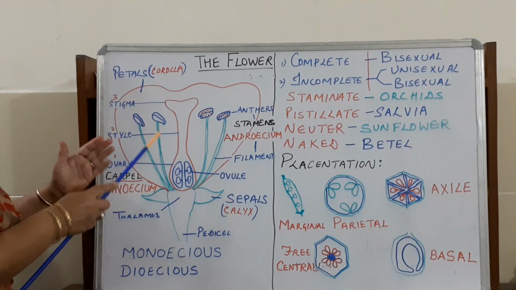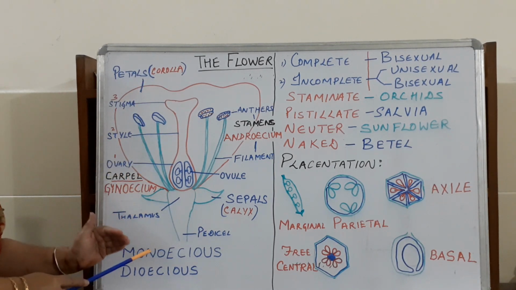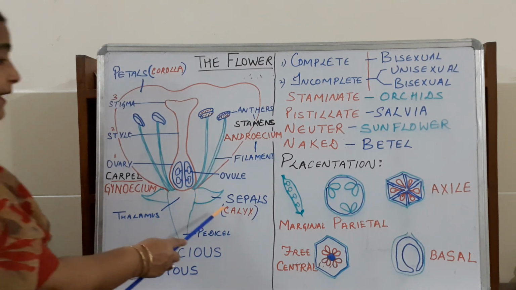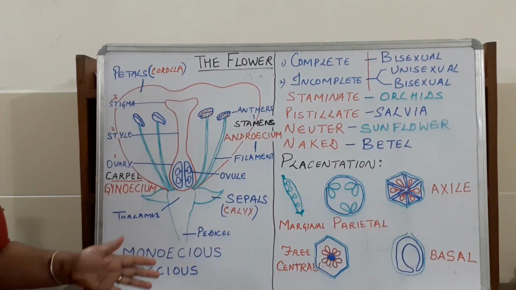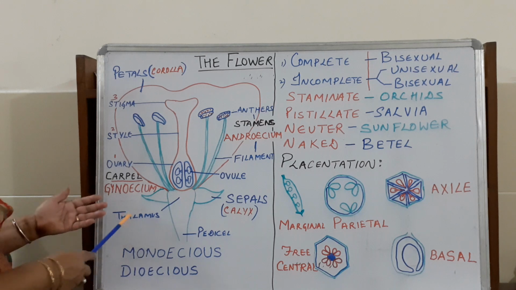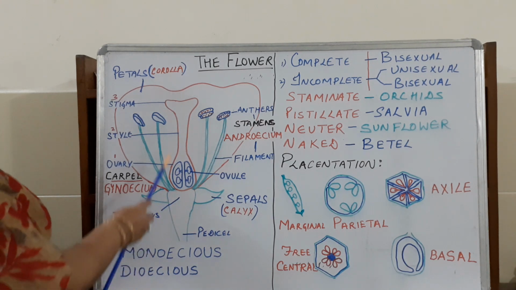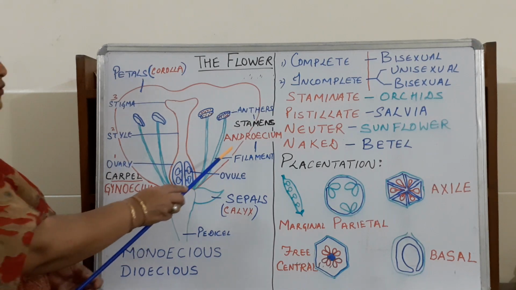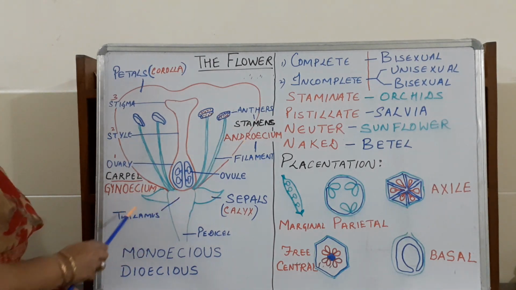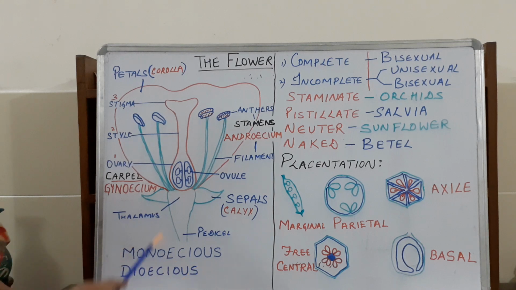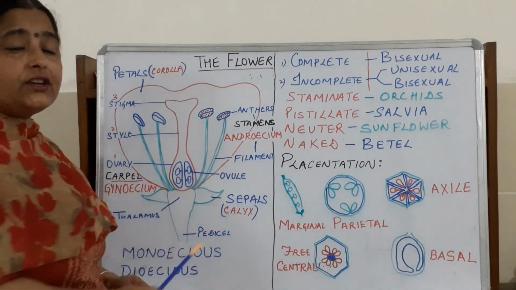Now, of all these four whorls, the first two, the calyx and the corolla, are not so essential. So they are called the non-essential whorls. They are not directly involved in reproduction. But the androecium and gynoecium are directly involved in reproduction, so they are called the essential whorls.